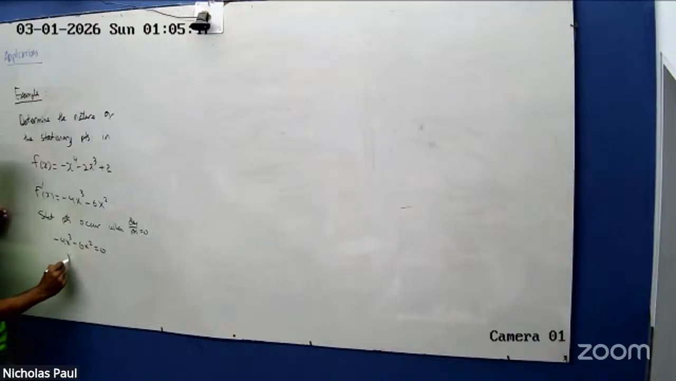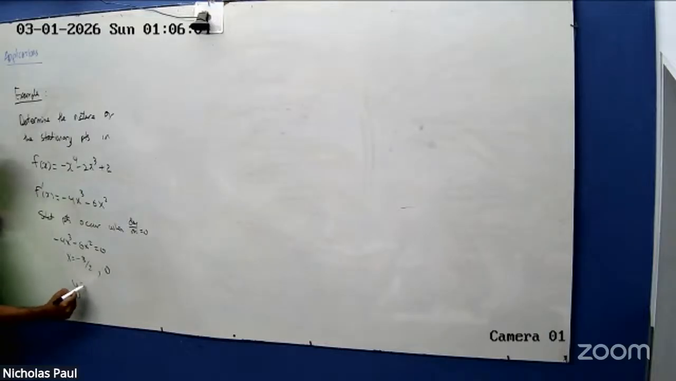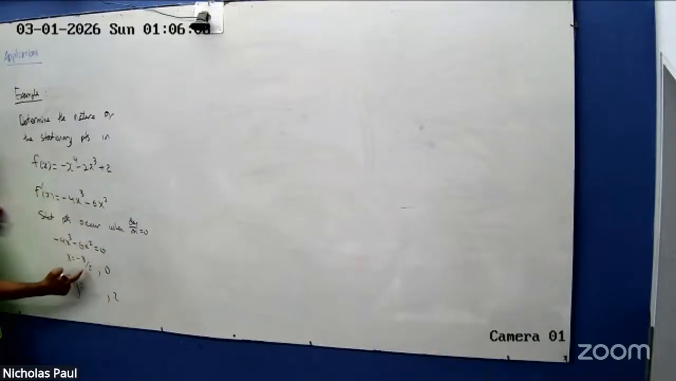How much will I get? X is what? Minus 3 and 2. That's the only answer? And 0. And 0. Nice. So your values are minus 3, 2 and 0. You have to find your y value as well, right? What's the y value? Well, when it's 0 it is 2. What's the y value when it's minus 3 and 2?